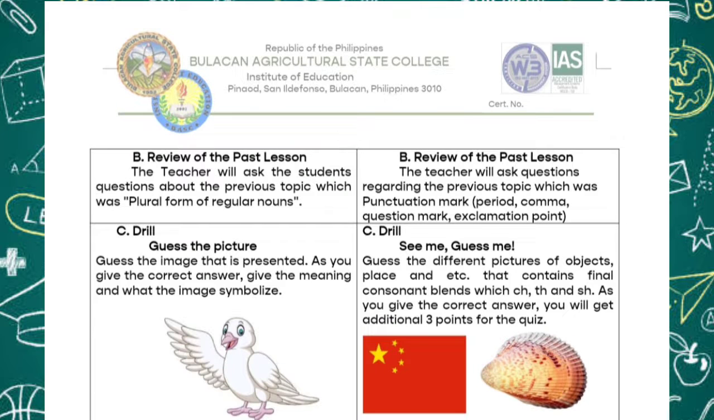Review of the past lesson in the grade 4 column. The teacher will ask the students questions about the previous topic, which is the plural form of regular nouns. In the grade 5 column, the teacher will ask questions regarding the previous topic, which was punctuation marks: period, comma, question mark, and exclamation point.